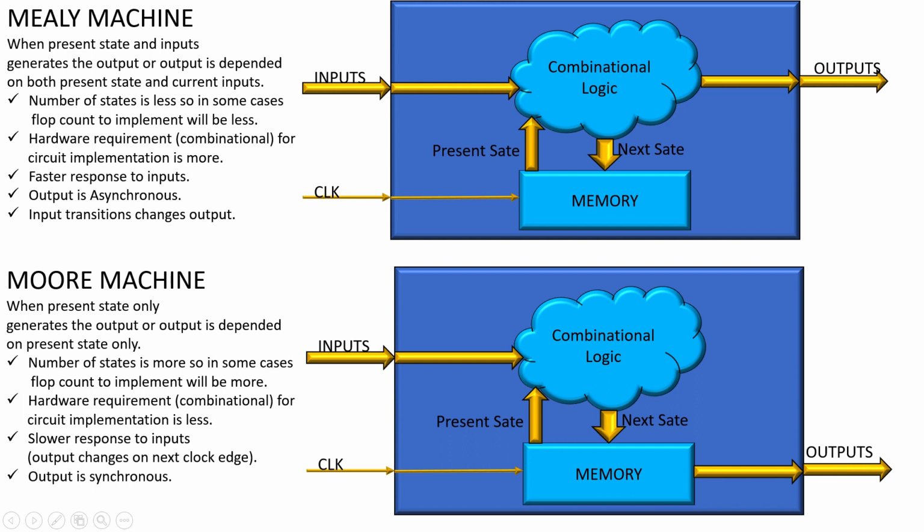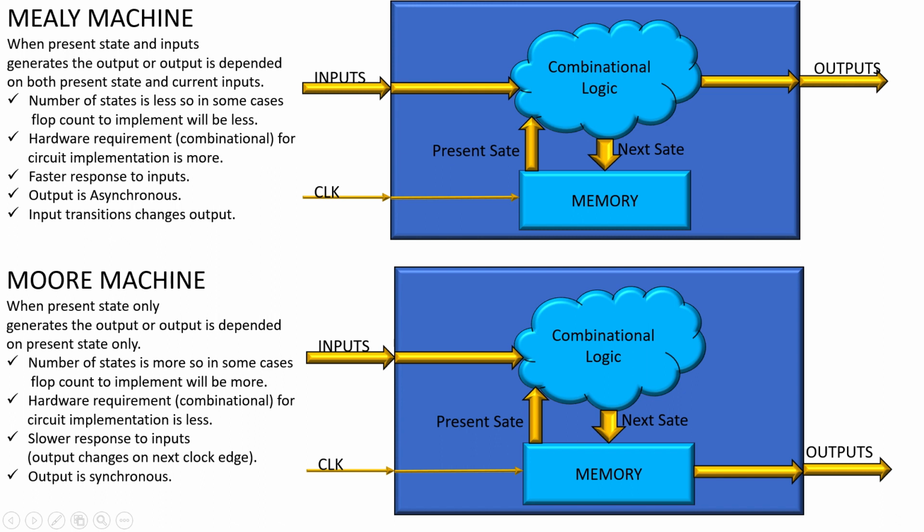Features of the Moore machine are as follows. Number of states is more, so in some cases the flop count to implement will be more. Hardware requirement, combinational, for circuit implementation is less. Slower response to inputs, output changes on the next clock edge.